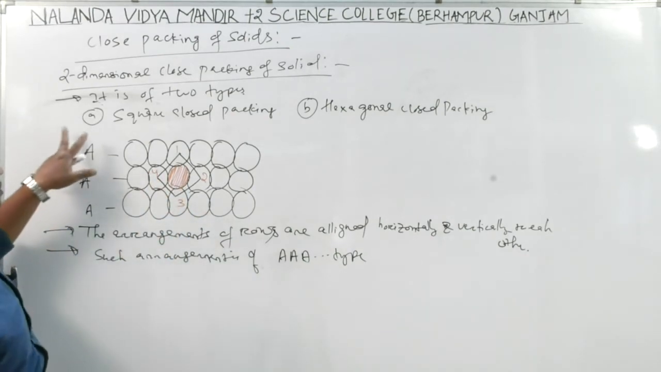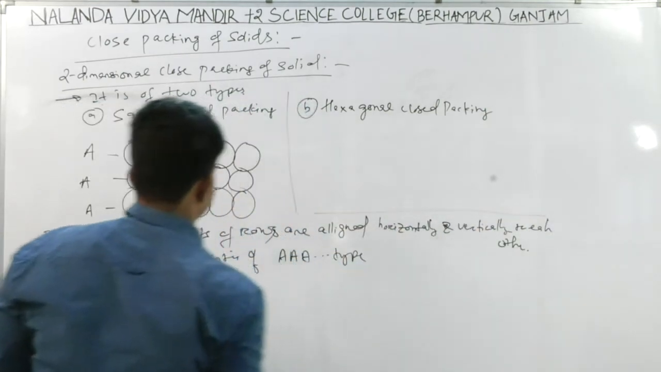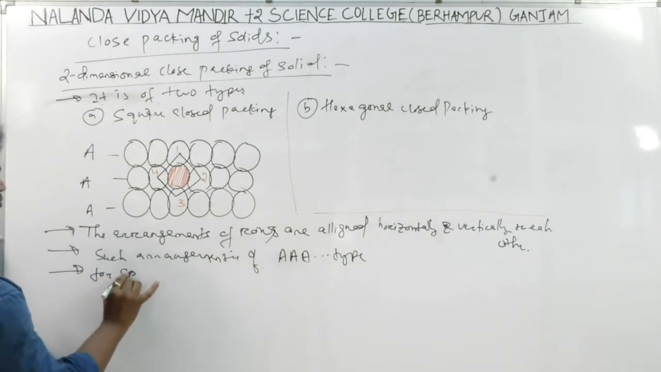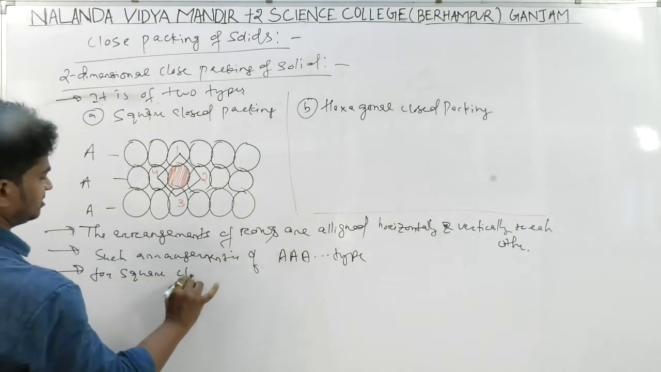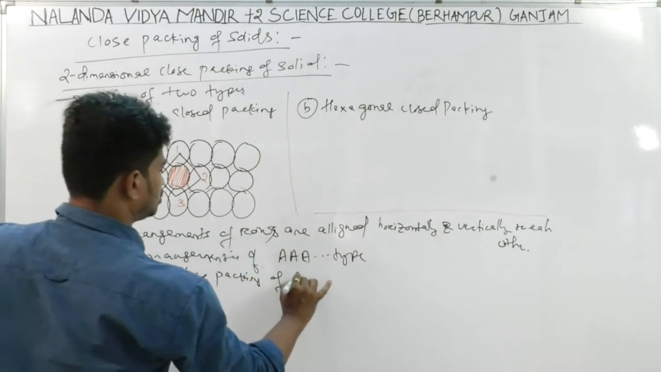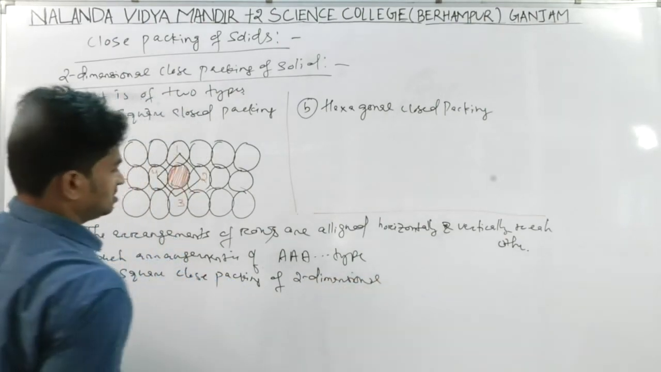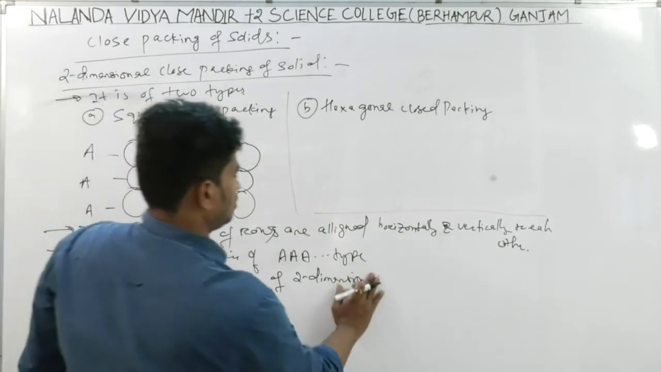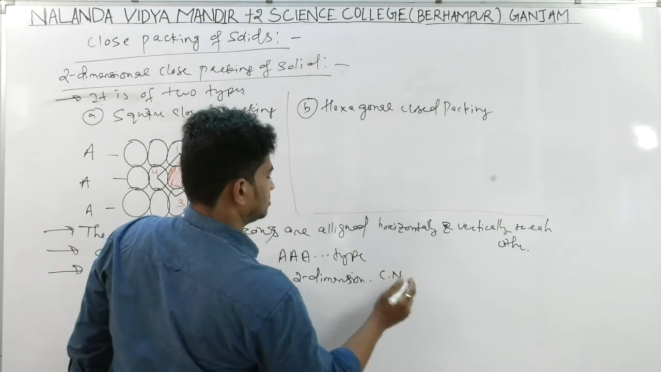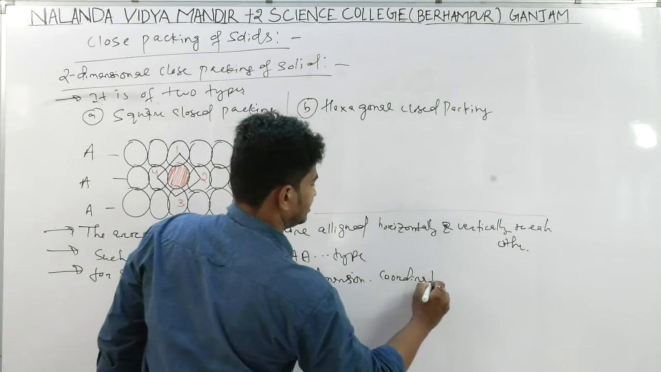So here for this square closed packing of two dimensions, the coordination number is 4.